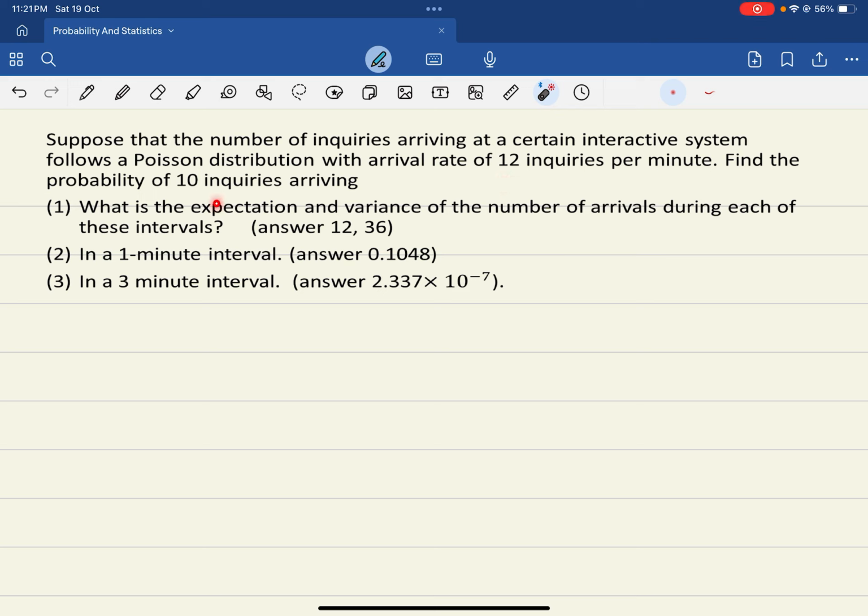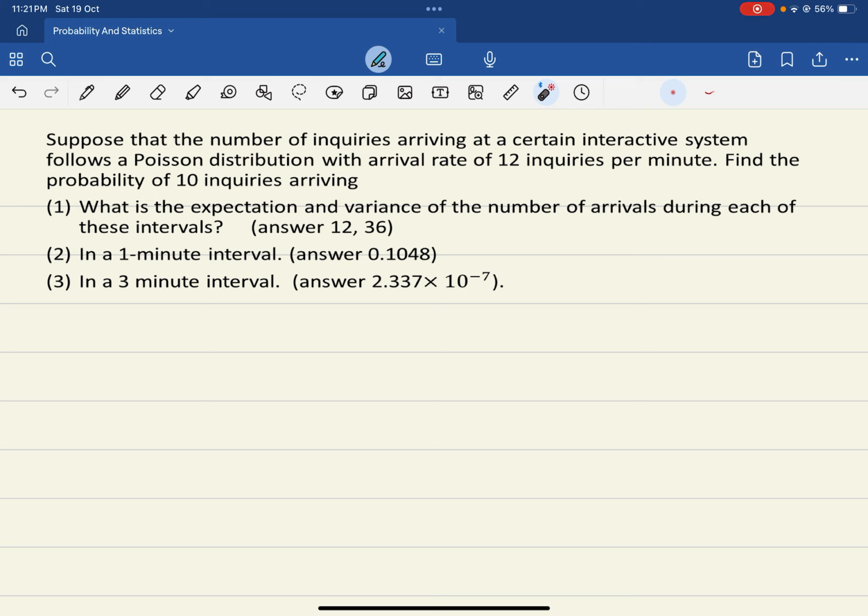Okay. Find the probability of 10 inquiries arriving. Suppose, then what is that? P of x equal to 10. Understood? Then what is the expectation and variance of the number of arrivals? Expectation means mean. Both of them are the same, and that is already given, that it is 12 during each of these intervals. Okay, let us now go to the problem.